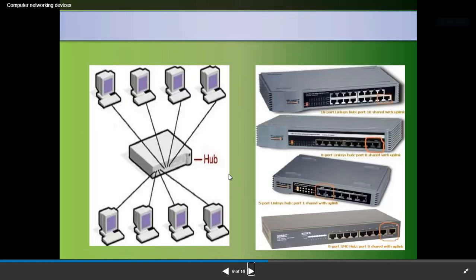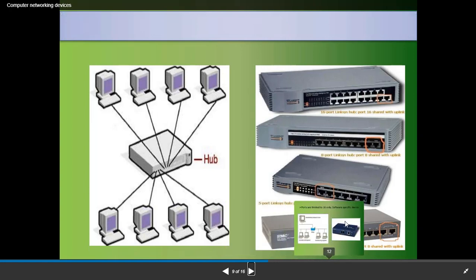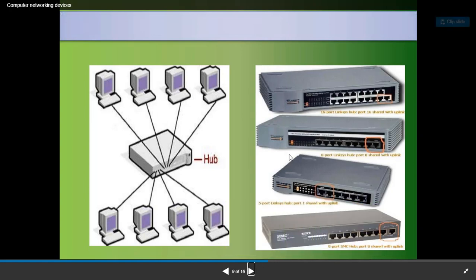Now coming to the next, you can see in the diagram how a hub is used to connect multiple computers. You can see we have 8 ports, and to these ports our computers are connected, and in these ports generally an RJ45 connector is inserted to connect the computers. You can see the example of 16 port, 8 port, and one shared with an uplink. And we have other devices, other hubs. We have 64 port as well, right?